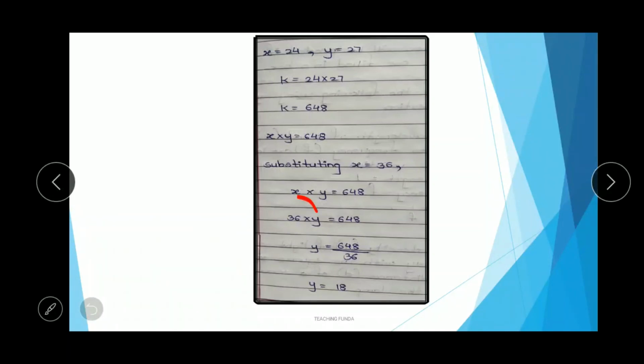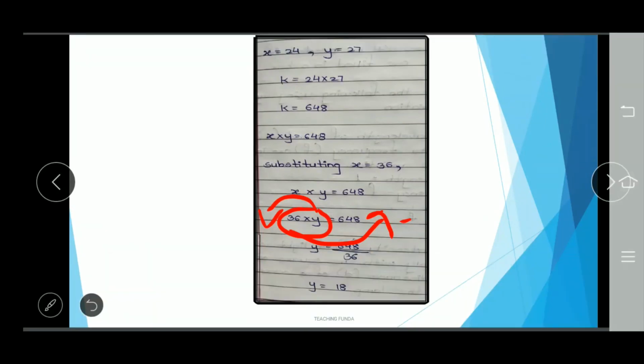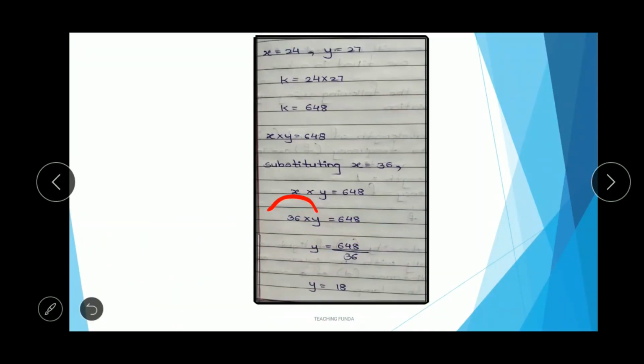Here we'll take this y over here, and this 36 will go to the other side. Here it is multiplied. After going to the right hand side, it will divide. So y is equal to 648 upon 36. After performing calculation, you will get the answer y is equal to 18. 36 ones are 36, 36 18s are 648.